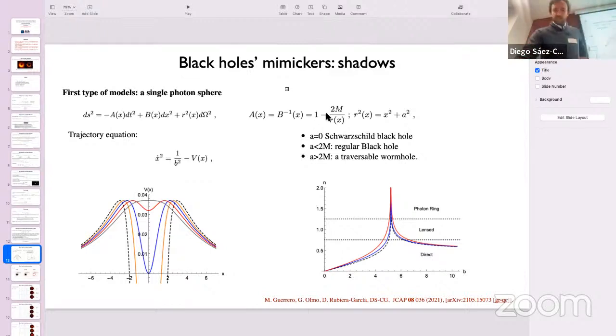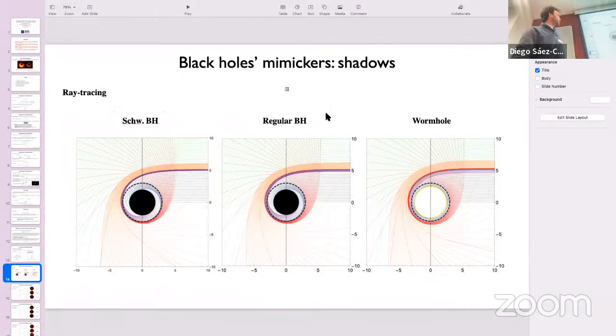So in order to obtain what you are going to see on your observer screen, what you do is trace back all the trajectories that you are detecting in your observatory. If we assume, and here we have assumed, that basically this line here is the accretion disk, and we are located at the North Pole.